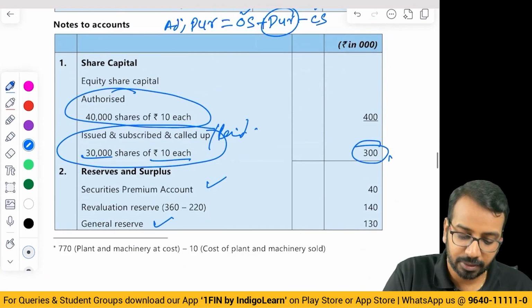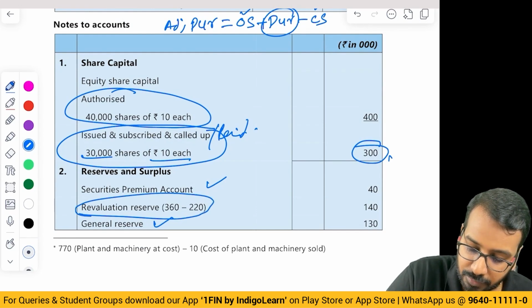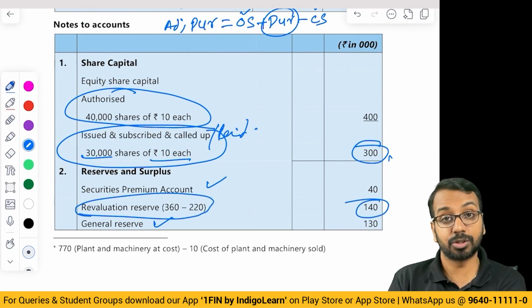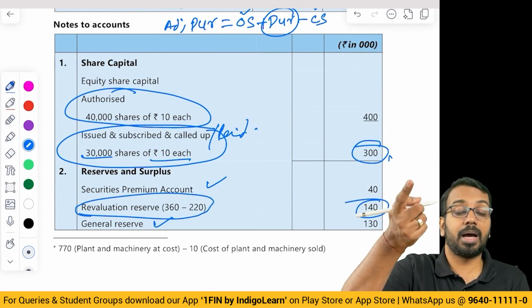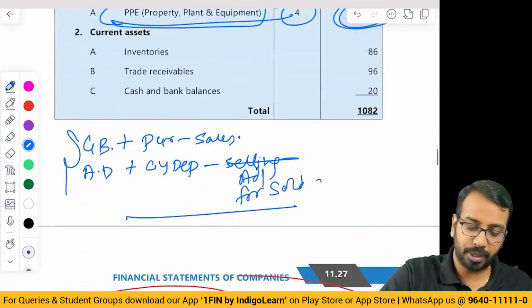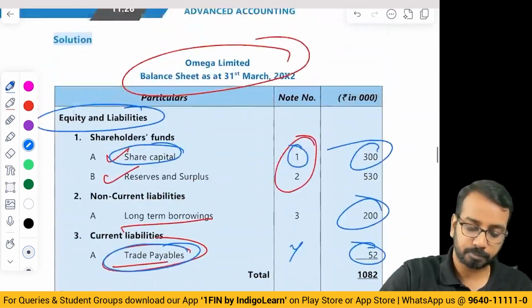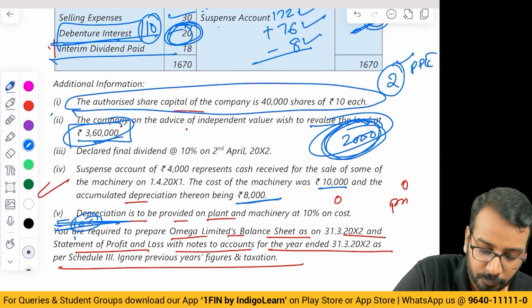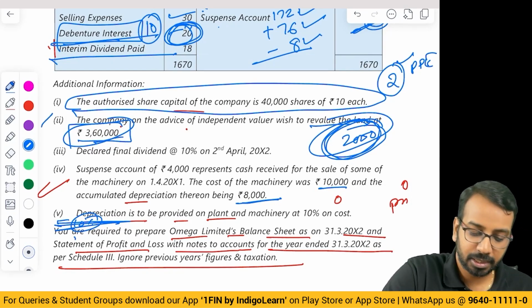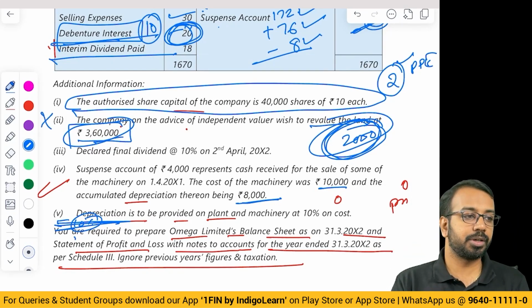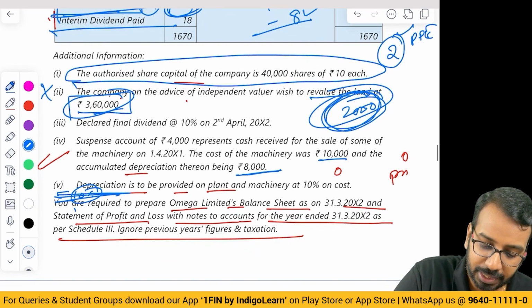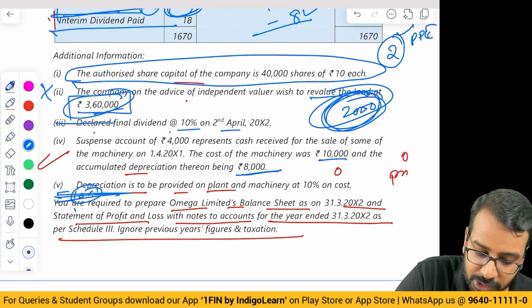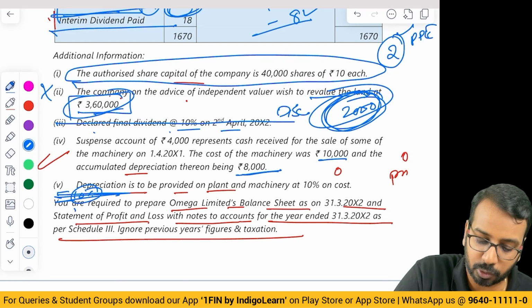Now here we also need to add revaluation reserve because there is a revaluation of the plant. So when you revalue the plant, the land portion, the adjustment, here we wish to revalue the land. First adjustment PPE, second adjustment revaluation reserve. Okay. Declared a final dividend of 10%. This is not required. This just needs to be disclosed.